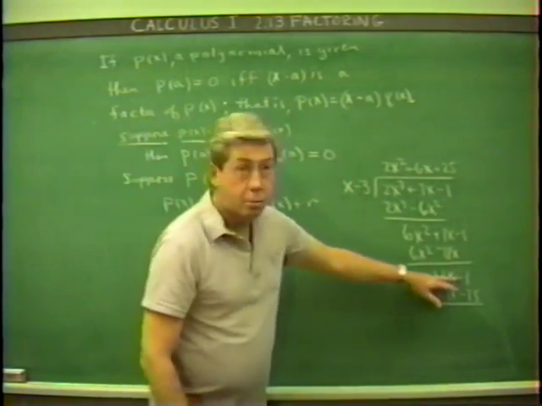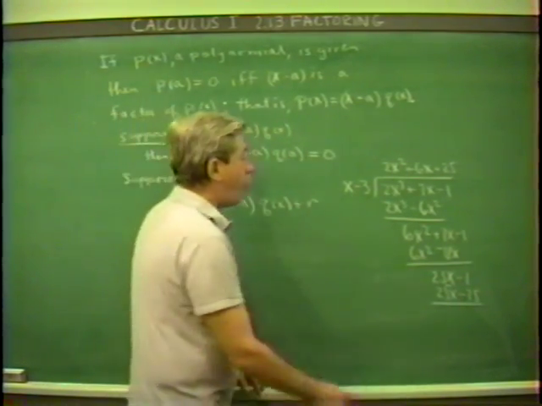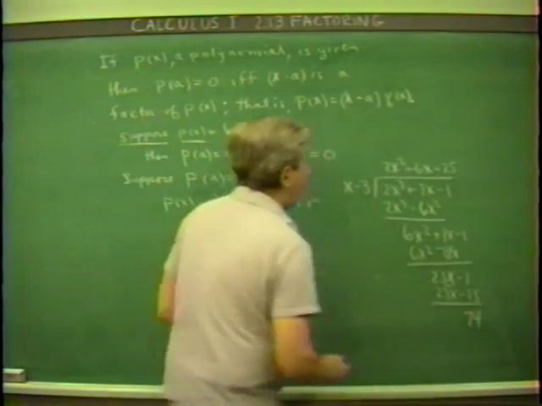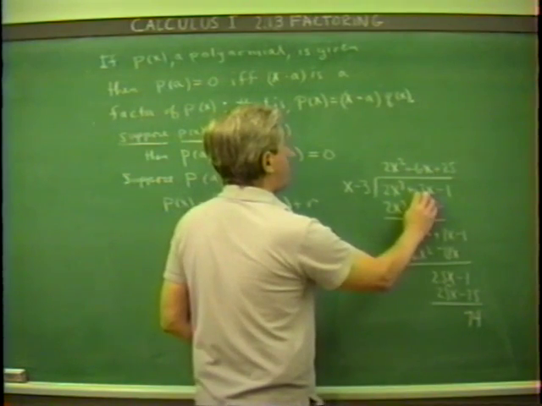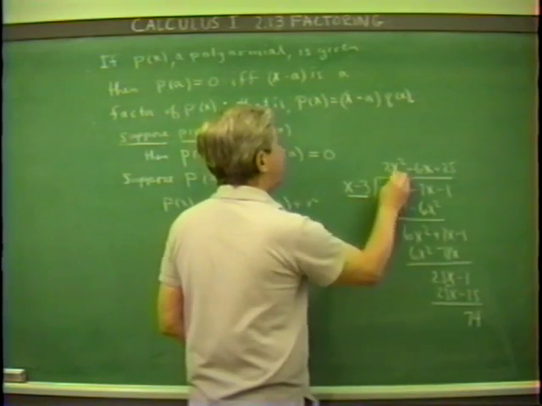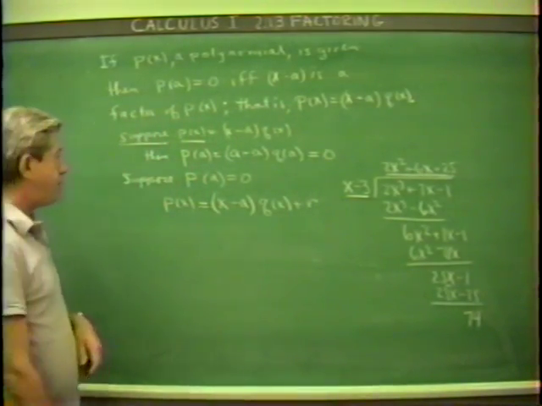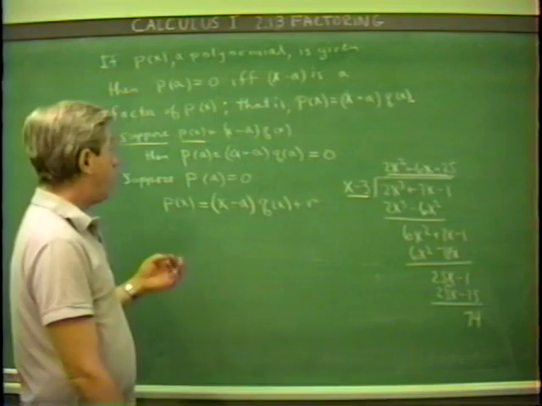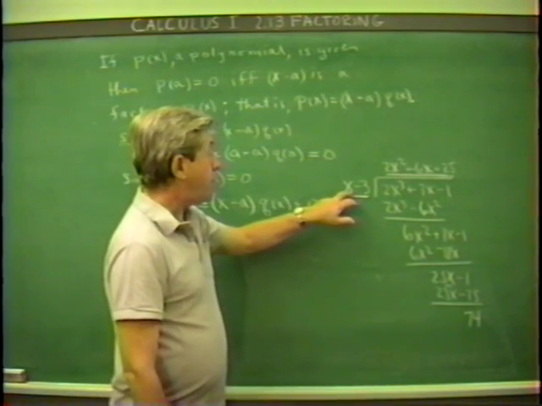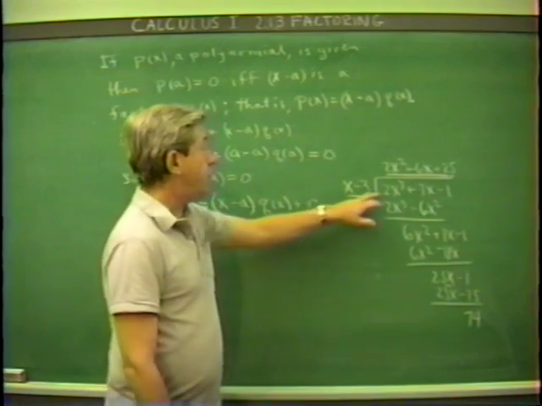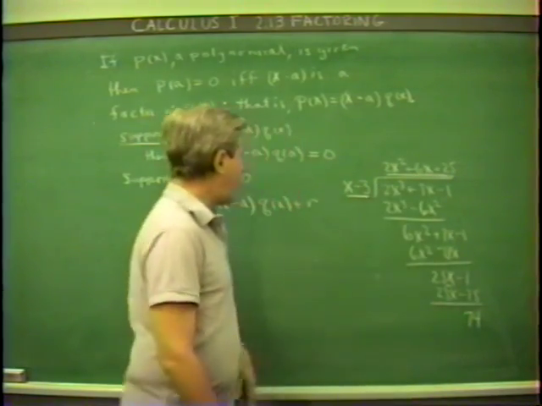Subtracting here. Minus 1 minus 75 is going to be 74. So that says that 2x cubed plus 7x minus 1 is the product of these two polynomials plus an additional 74. 74 is the remainder. It's clear from that example that you could take any polynomial of the form ax plus b, degree 1, divide it into a polynomial of a higher power, and get one of a lower power plus a remainder which is a constant.